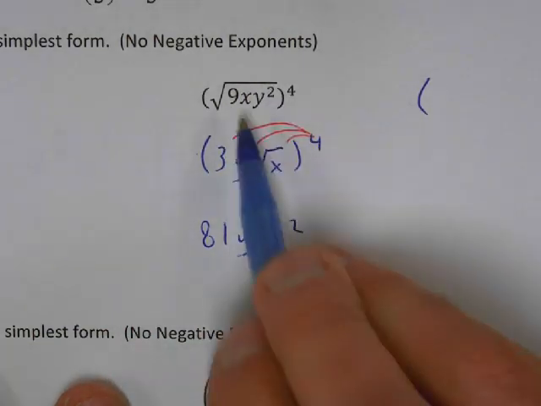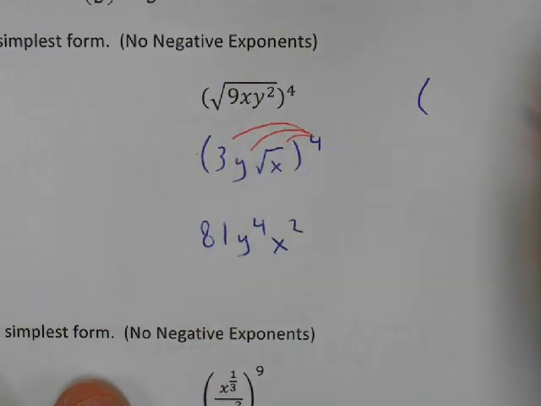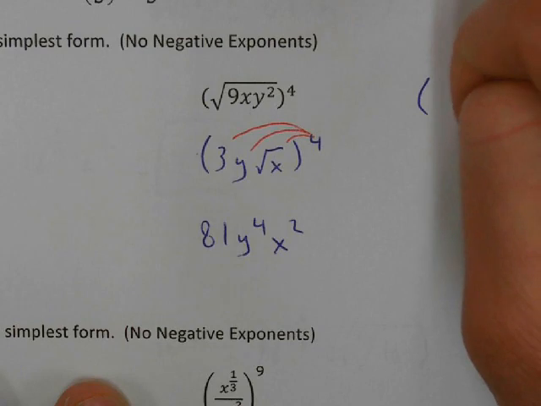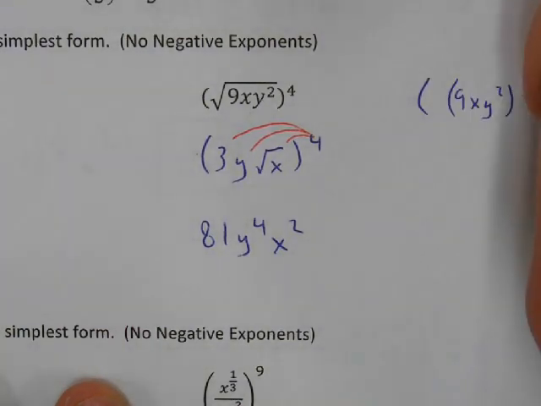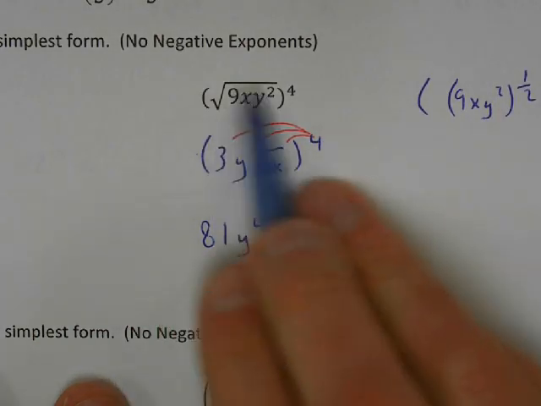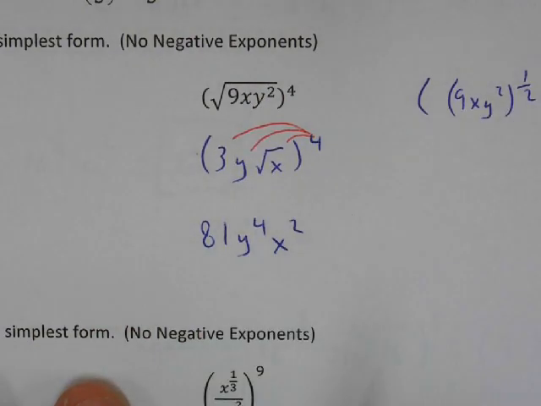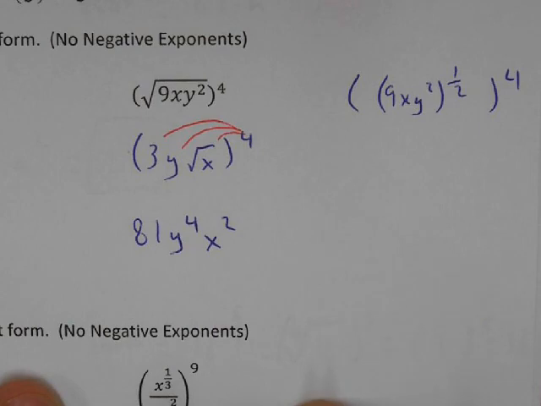Okay, well, instead of writing it as the square root of this stuff, I can write it as this stuff, 9xy squared, raised to the 1/2 power. Okay, so this is an alternative way to do it. Instead of the square root of this stuff, I can write it as this stuff to the 1/2 power. I'm sorry about that. Didn't show the fourth part there.